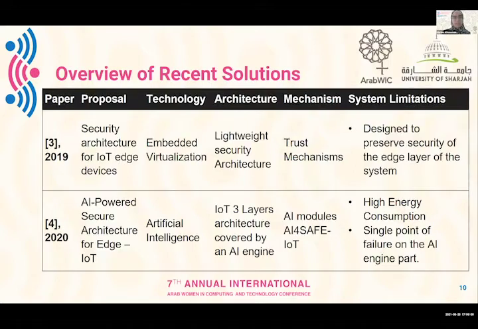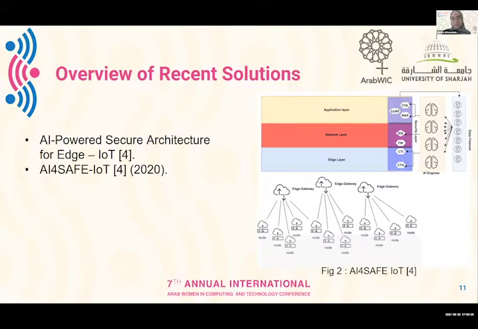The others, the third one or the fourth one, let's talk about the fourth one. It's an AI-powered secure architecture for edge IoT. It applied artificial intelligence on a 3-layer architecture covered by an AI engine. The proposal was called AI for Safe IoT. This figure shows the AI for Safe IoT. We have the 3-layer architecture, and this is the AI engine. The AI engine is supported with some AI modules to secure each layer of the IoT system.